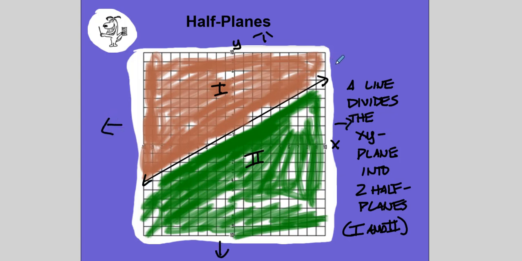And this line that I've drawn here will separate this two-dimensional tabletop or plane into two different parts, and we call each of these a half plane. Roman numeral 1 here is one half plane, Roman numeral 2 is a second half plane. So that's what a half plane is. It separates the XY coordinate system, the grid, or the XY plane into two parts.